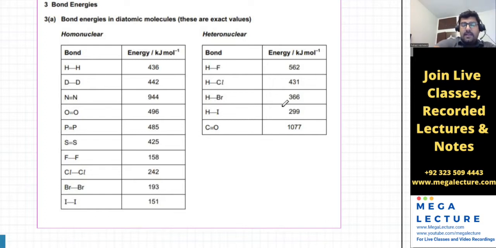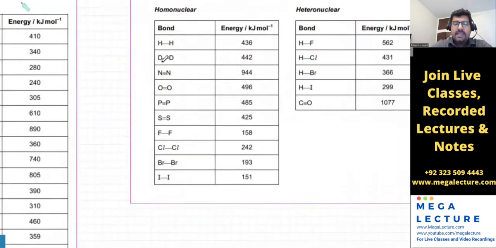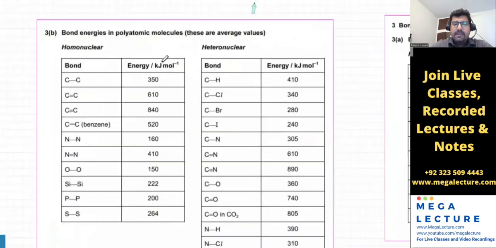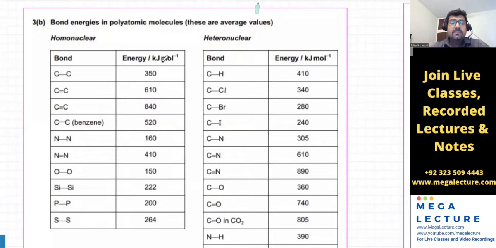And it's also stating that these are exact values. The reason these are exact values is because there's only one type of H2 molecule. That's it. And so that's why all of them are exactly identical. The thing is, then there would be some bond energies which would not be exact, but they would be just referred to as average values.